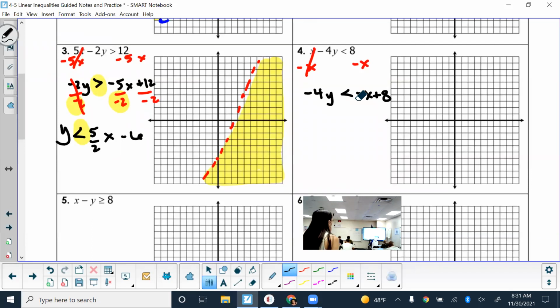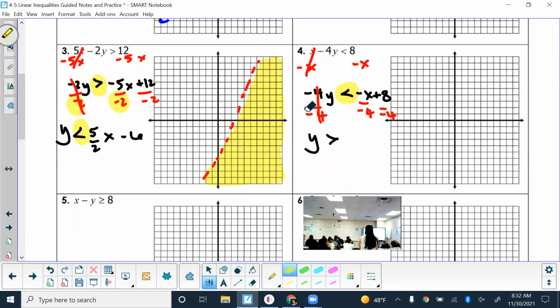Is the y by itself yet? No. How do I get it by itself? Good. And don't forget you have to do it to both terms on the other side. So then we have y by itself less than, no? What should it be? Good. And why did the sign flip?